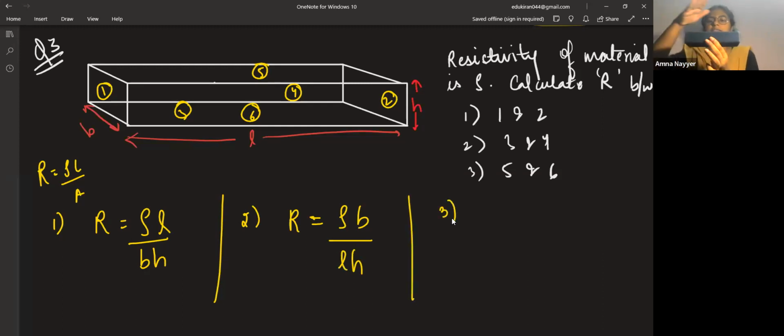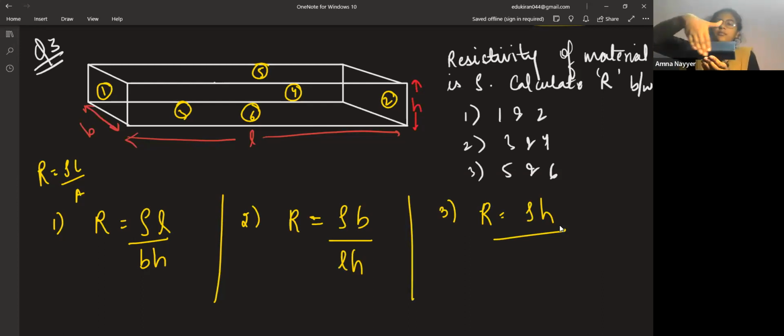Fifth and sixth, the above one and the bottom one, top and bottom. They are separated by the height. So this becomes R is equal to rho H, and what is the area of cross section above? This is the length, this is the breadth, so this becomes length into breadth. This is how you have to solve it. Write it down quickly. Any doubts you have from this topic, let me know. This was the last question from resistivity.